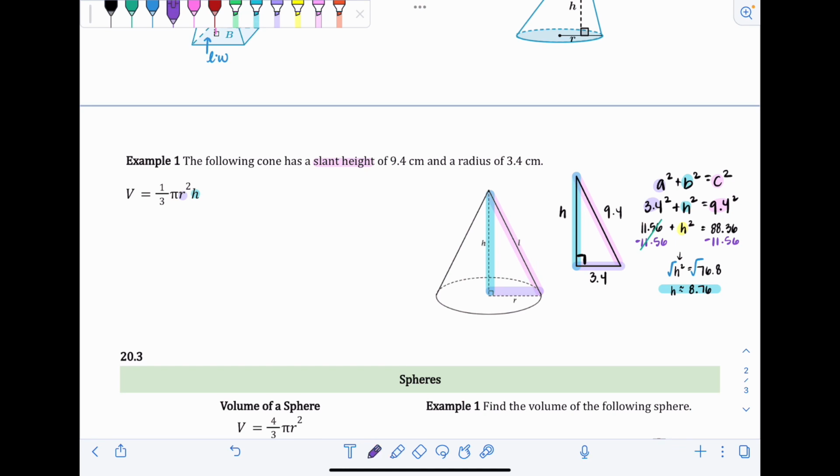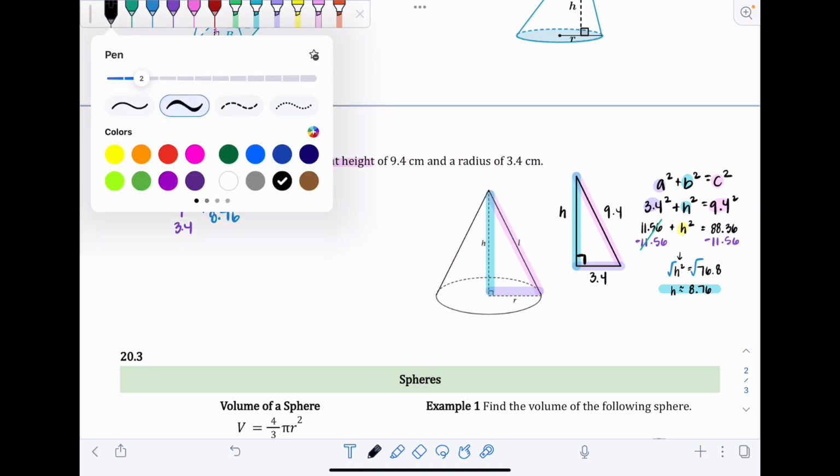So we know that the radius is 3.4, so we'll go ahead and put that in. And then the height is 8.76, so we'll go ahead and put that in, and then those are all of our unknowns, so we'll be able to find the volume after that.